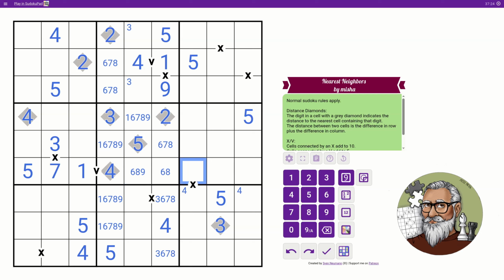Right, this one can't be 2. Could it be 3? It can be 3. Right. It can't be 2 because one of these were 2, right?